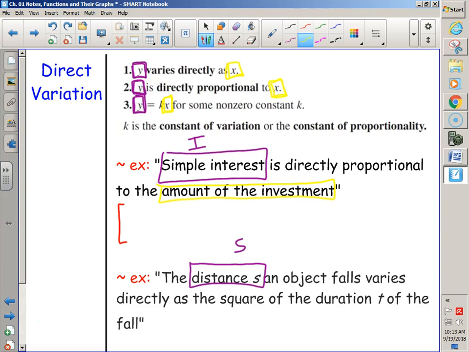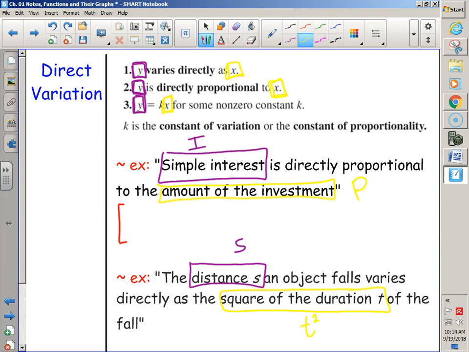Ooh, if you just do duration, you're wrong. Why? Square of the duration. Just be careful. Of the fall is just an adjective clause, or a prepositional phrase. They're just describing what's going on with duration. That's just kind of like furthering our wording. But square, that's important mathematically. So it's not just T, it's T squared. Right? And then amount of the investment, you might be like, I, no, A, no. In financial formulas, we usually call this P for principal. It's like the initial money put into the account.